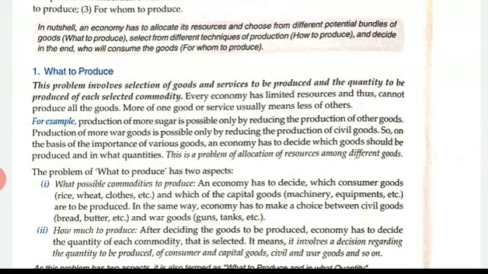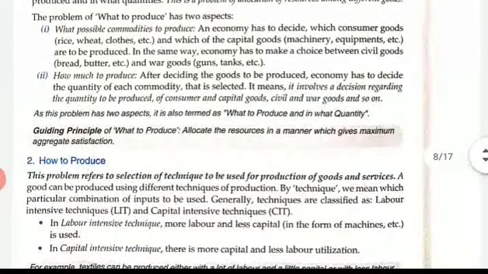For example, production of more sugar is possible only by reducing the production of other goods, isn't it? Production of more war goods is possible only by reducing the production of civil goods. So this is the problem of what to produce: among the various goods and services, what to produce. That is the basic problem. Second is how to produce.